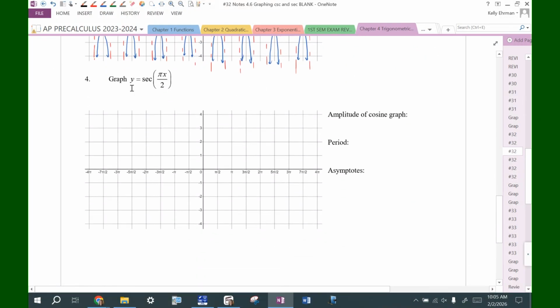All right, and then what about this one? So this says graph y equals secant of pi x over 2. So there's a pi in the b value. The amplitude of the cosine graph is still just 1. The period would be 2 pi divided by pi over 2. And remember, every time we divide by a fraction, it means multiply by the reciprocal of the fraction. So the pi's will cancel out and you'll get 4. And that means the period is 4 radians.